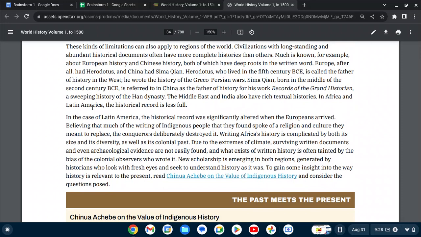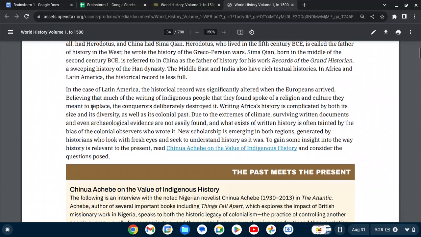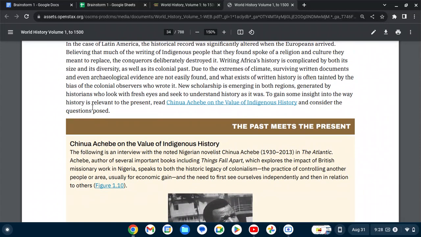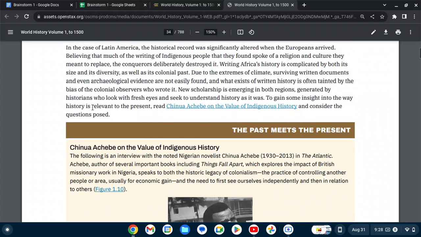In Africa and Latin America, the historical record is less full. In the case of Latin America, the historical record was significantly altered when the Europeans arrived, believing that much of the writing of indigenous people that they found spoke of a religion and culture they meant to replace. The conquerors deliberately destroyed it.